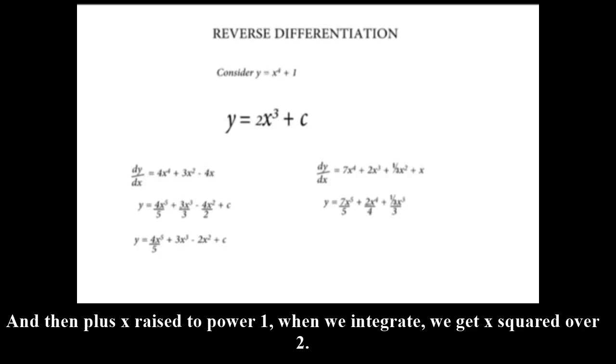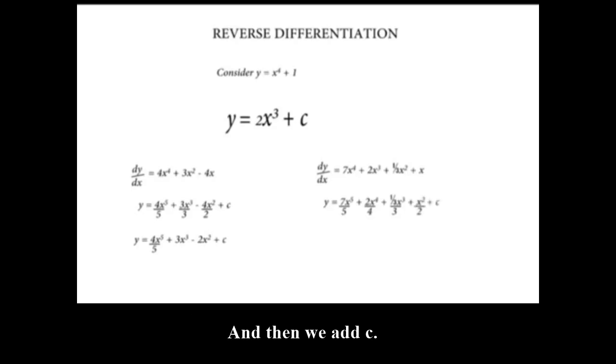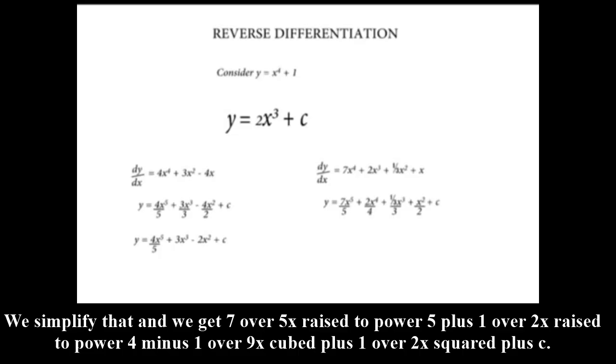And then plus x raised to power 1, when we integrate, we get x squared over 2. And then we add c. We simplify that and we get 7 over 5 x raised to power 5 plus 1 over 2 x raised to power 4 minus 1 over 9 x cubed plus 1 over 2 x squared plus c.